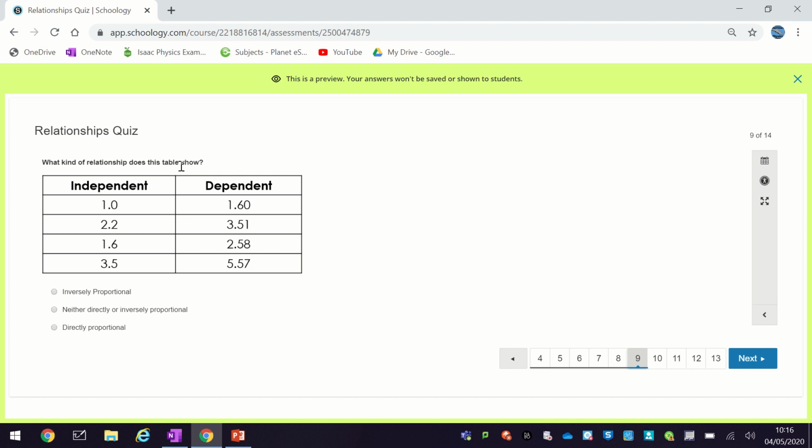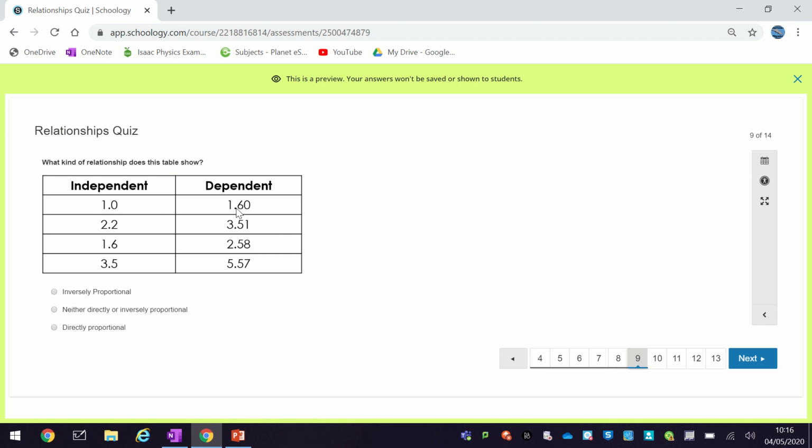So what kind of relationship does this table show? First of all, I'm going to look for clues. You can see here, the independent variable is roughly doubling, and the dependent is also roughly doubling as well. So that's telling me to check for a directly proportional relationship. So that's why I'm deciding to do that check.